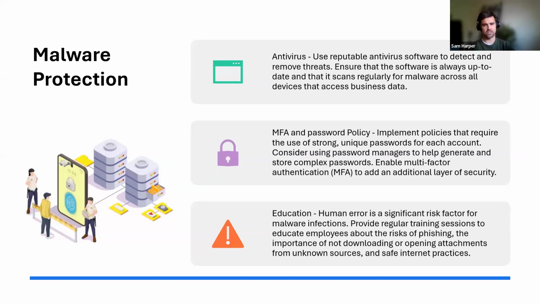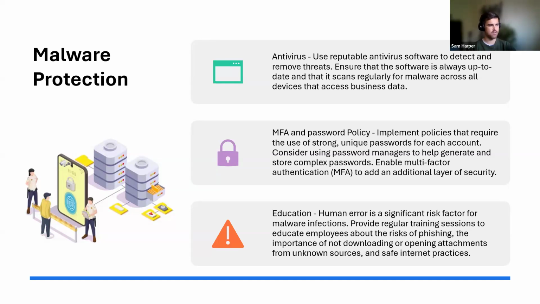But the biggest one is education. Human error is a significant factor for malware infections. It is usually because we're clicking links we shouldn't be clicking, or going on websites we shouldn't be going on, or clicking on links in text messages, that we are opening ourselves to those threats. Yes, we can have all the security in place, but 99% of the time human error is the reason for these infections. So providing regular training and helping people to feel confident using their devices will eliminate most of these risks.